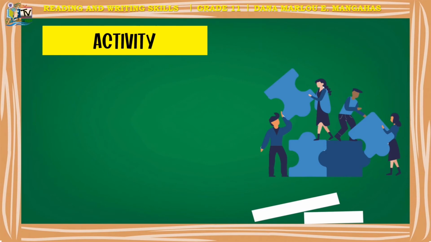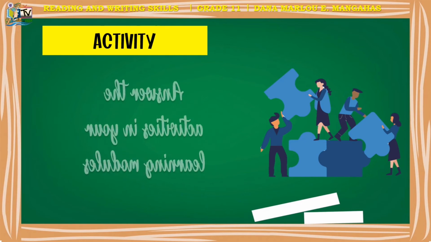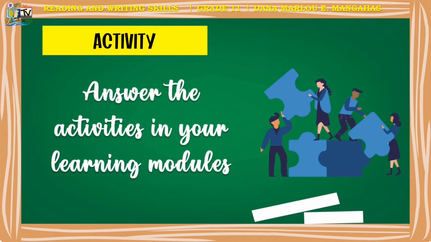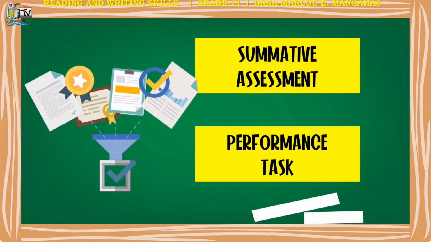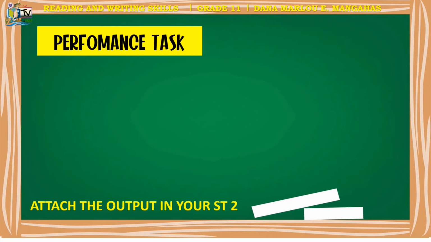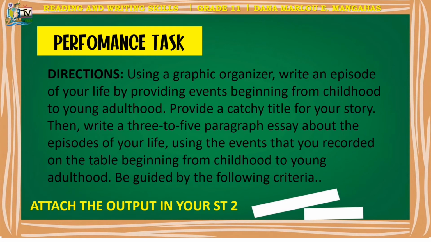Alright, now that you know all the properties of a well-written text, I want you to answer the activities on the learning activity sheets we provided you. Please do not forget as well to answer your summative tests and your performance tasks. For your performance tasks, the direction is: using a graphic organizer, write an episode of your life by providing events beginning from childhood to your young adulthood.